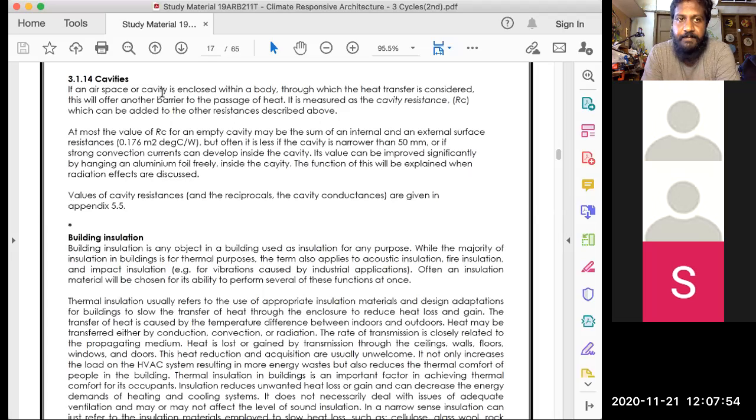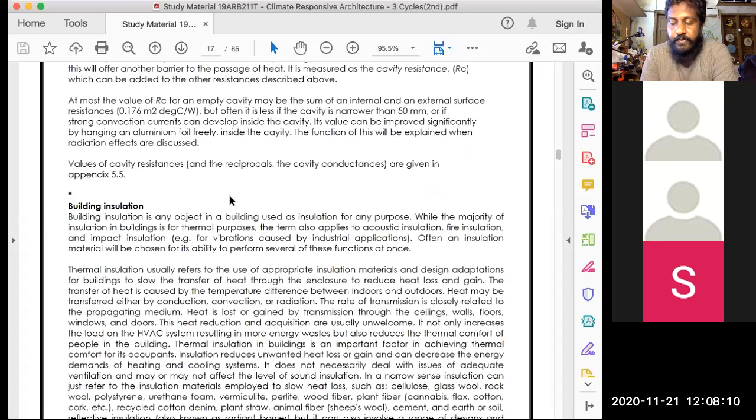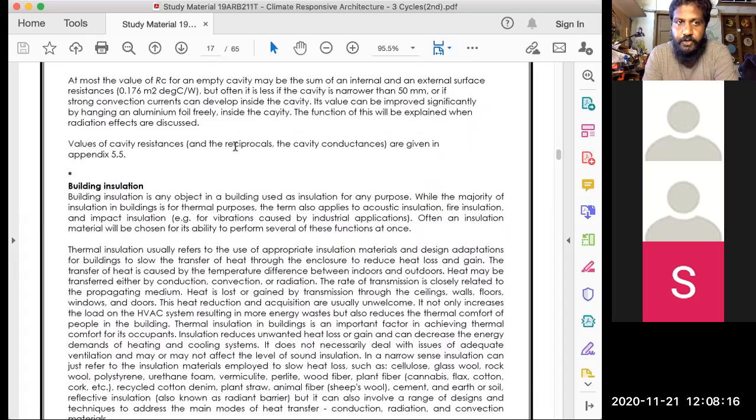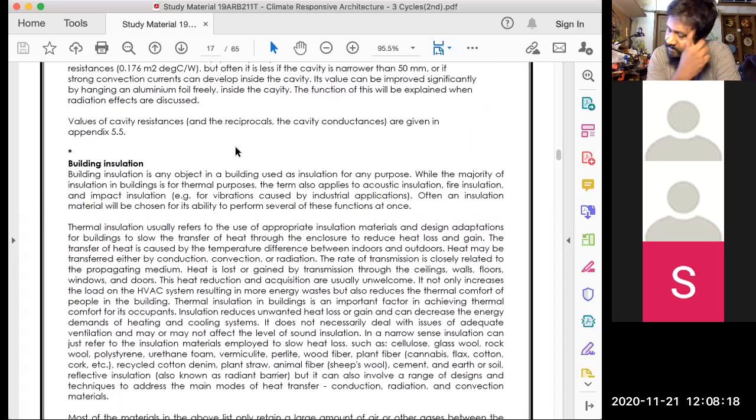So if an air space or cavity is enclosed within the body through which the heat transfer is considered, this will offer another barrier to the passage of heat. It is measured as cavity resistance, RC. What we are speaking of is just an empty air cavity. We are not speaking of any other material on top. And this is represented by RC.